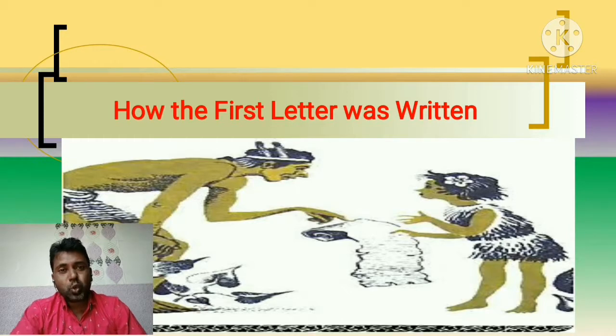But just think about the Stone Age, when people didn't know about the written script, and each tribe's language was different. So it was very critical for them to exchange information. So, we present the story of how the first letter was written. In this story, the author Rudyard Kipling gives us an interesting account of how exactly the first letter was written. This story revolves around the communication system, or you can say the ways of transmitting information.